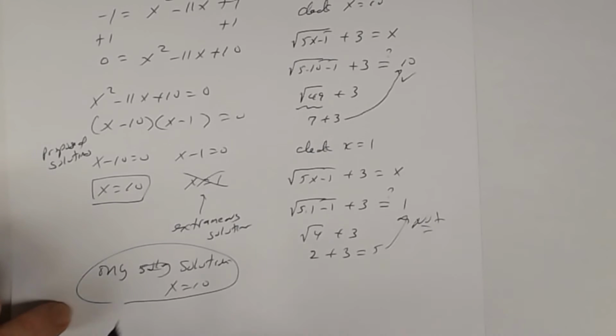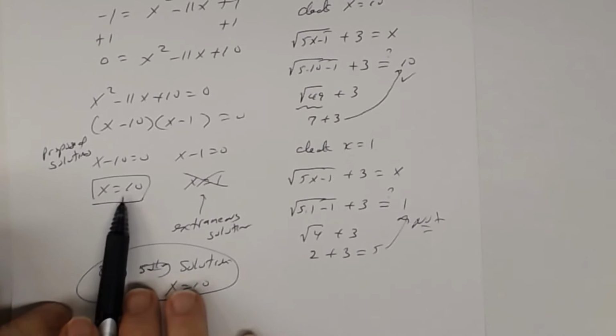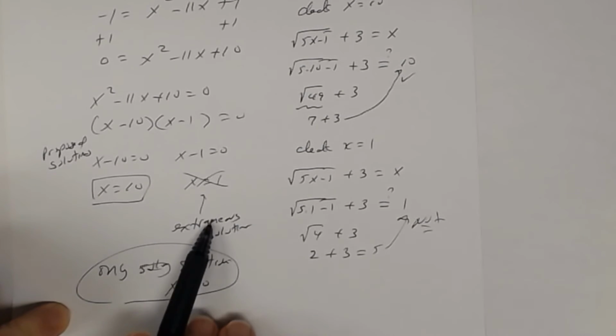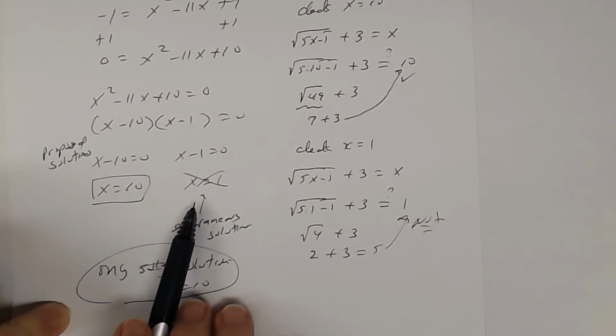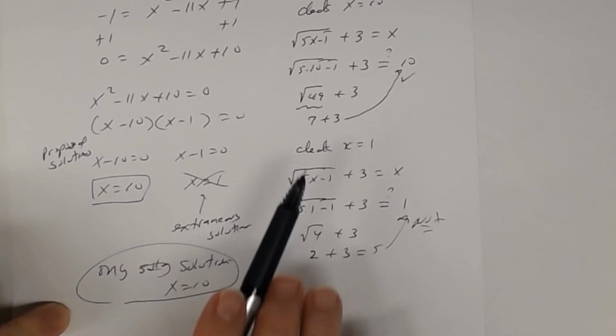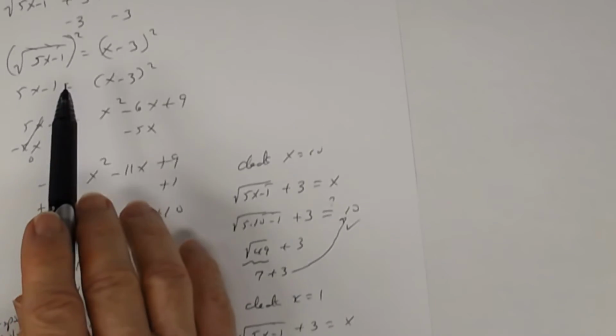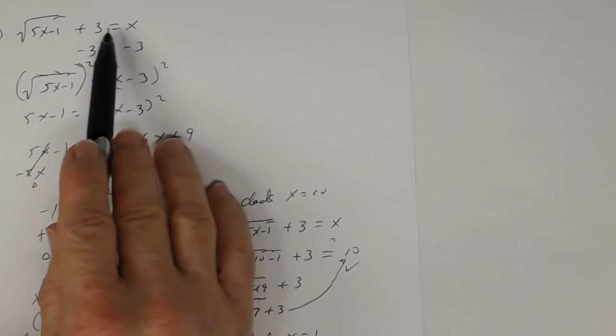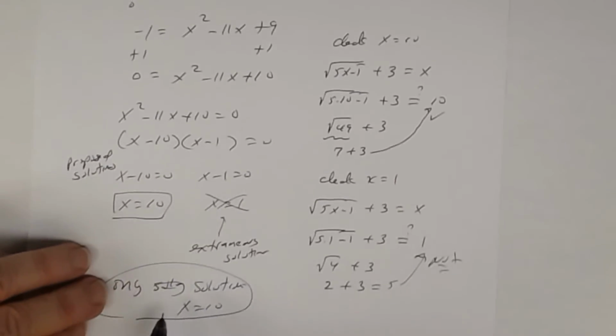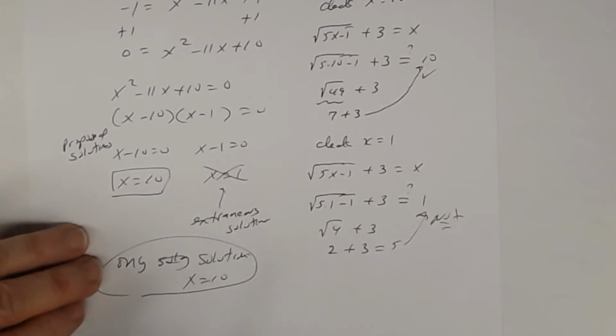But you must say that this is extraneous, let me know that this is extraneous, so I can see that you checked. And you must say what the solution is. The only solution to this square root equation is x equal 10. All right, so that was number 3. Okay, let's look at number 4.